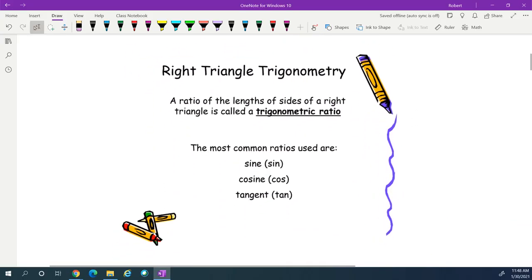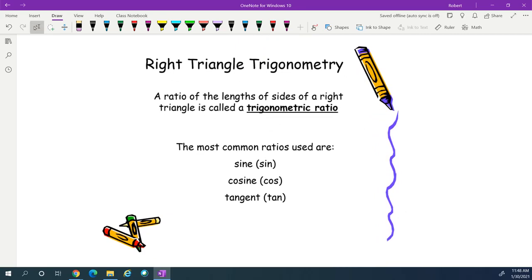So we're going to be working with these trigonometric ratios. Now, our focus is going to be on three of them: sine, cosine, and tangent. It is not sin, cos, and tan. Sine, cosine, and tangent. There are others, but these are the ones we are going to focus on at the moment. And you should be able to find them on your scientific calculator.